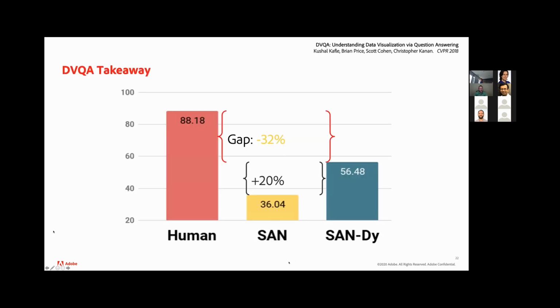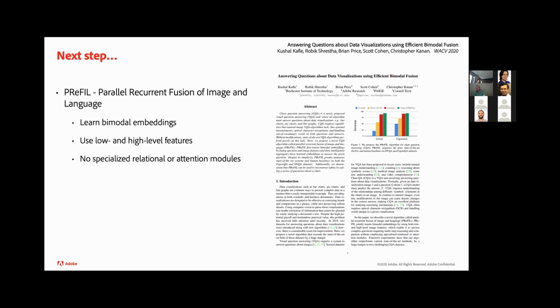So the takeaway from this first paper is, we did have a big improvement over the state of the art if you just applied image methods to it, but there's still a huge gap between what we could do and what humans could do. So we then had, a couple of years later, another paper where we looked to bridge this gap. This is our answering questions about data visualizations using efficient bimodal fusion. We use a method called PReFIL, and this would create these bimodal embeddings using higher and low level features in order to answer the question. And I will show what I mean by that.